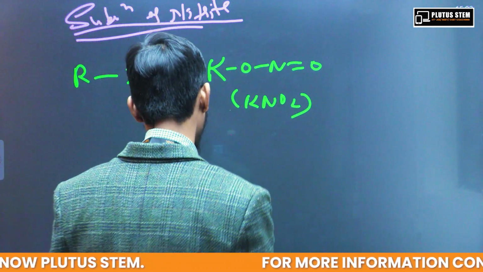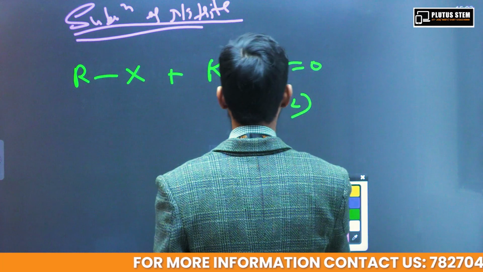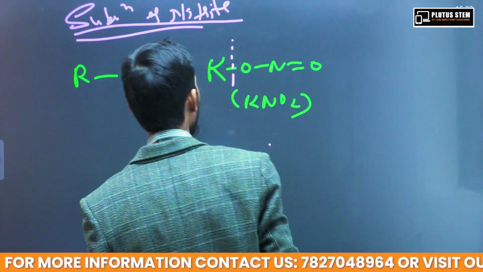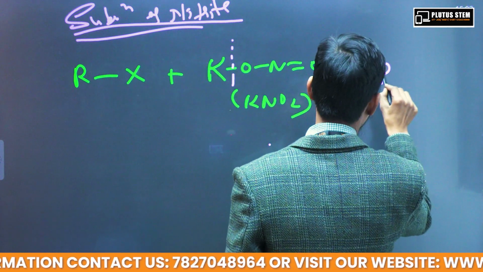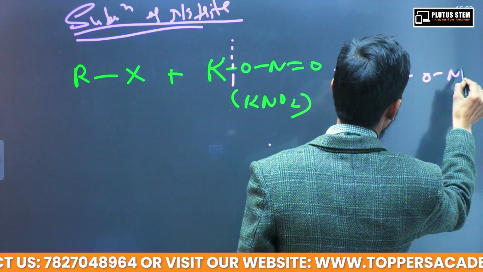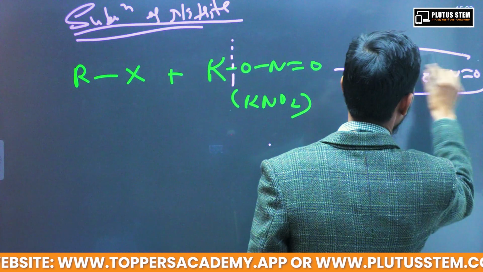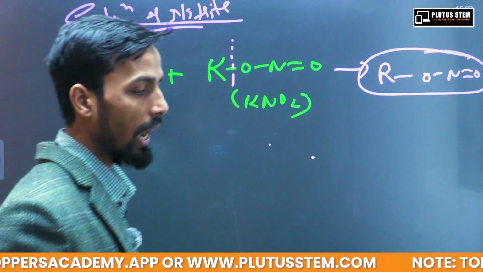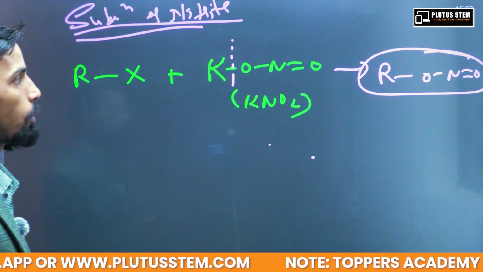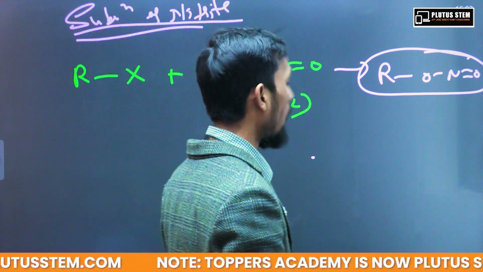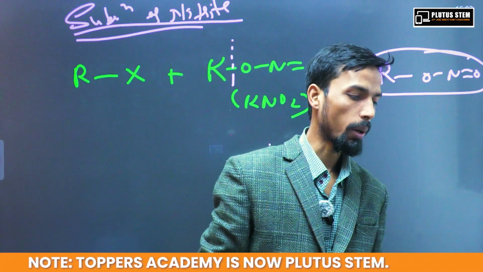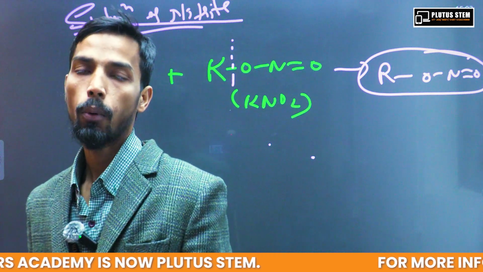So what will happen over here? The bond, this is an ionic bond, and we are going to get a product R–O–N double bond O. R single bond O, and double bond O. This will be our product.